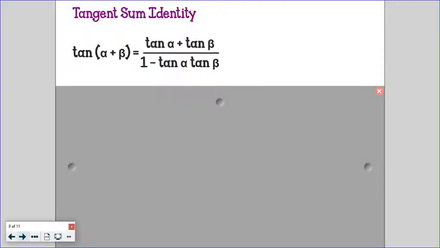All right, the last one is our tangent formulas, and they are a little bit more complex. And so what we have is if we do a sum with tangent, that you get a fraction: tangent of the first plus tangent of the second, over 1 minus tangent of the first, tangent of the second. So let's go back to our identity sheet, fill that formula in.